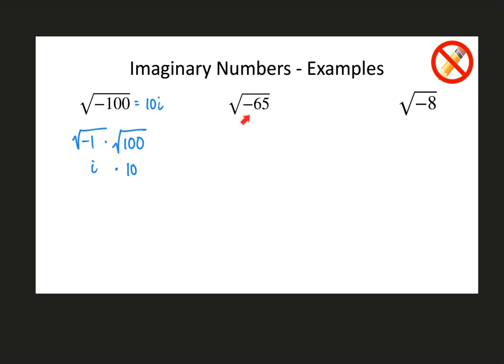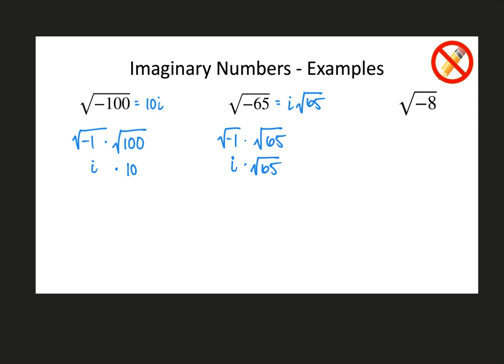We could do the same thing with radicals that aren't perfect squares. We can rewrite the square root of 65 as the square root of negative 1 times the square root of 65. And we now know that the square root of negative 1 is i. As we saw in that previous example, the square root of 65 cannot be simplified. So we can rewrite the square root of negative 65 as i times the square root of 65.